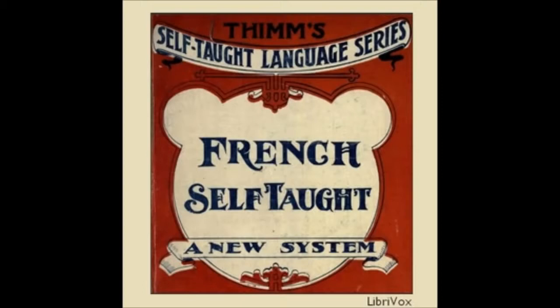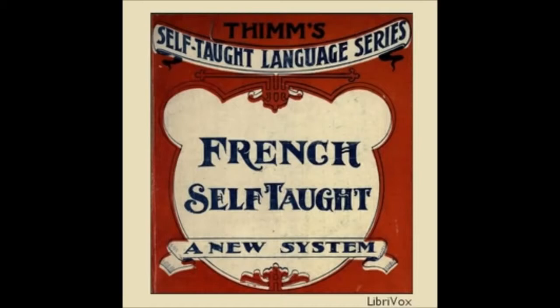French Self-Taught, a new system founded on the most simple principles for universal self-tuition, by Franz J. L. Thimm. Section 1. French Alphabet and Pronunciation. The French alphabet consists of the following 25 letters. Reader's note: the French alphabet now comprises 26 letters, including W. End of reader's note.